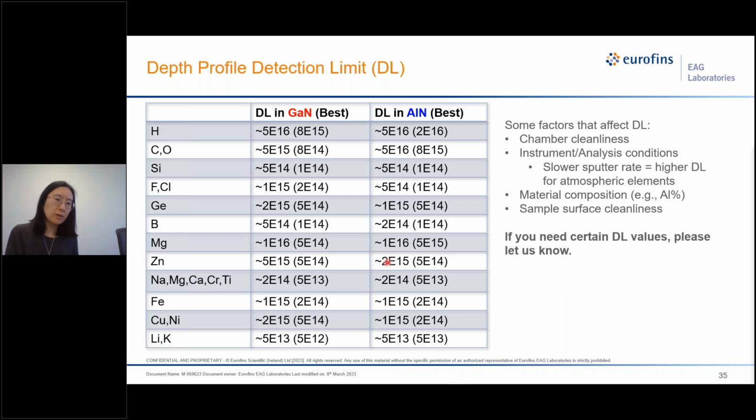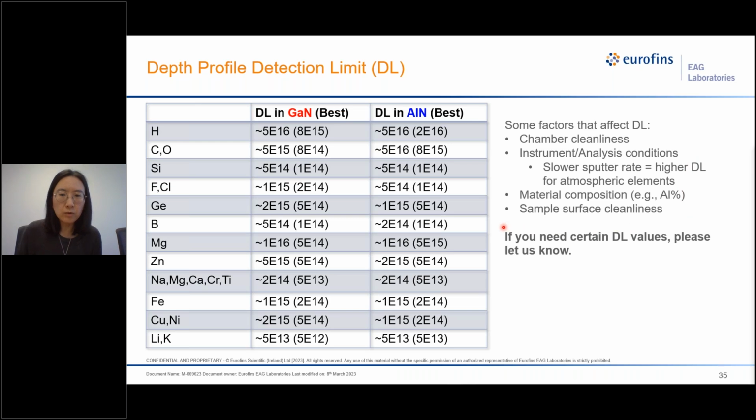So here we're showing a table of the very typical detection limit values and our best values that we can achieve. But please keep in mind that these are all ballpark values. The detection limit will vary quite vastly depending on a lot of things. And I'm listing some factors that affect the detection limit here.